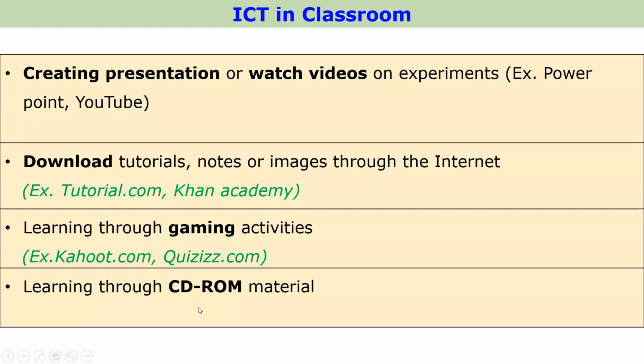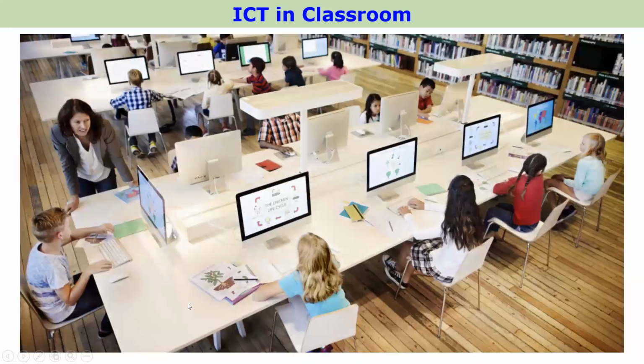Then look at some images here. Here is the sophisticated classroom environment. If you want to get the maximum benefit of the technology, then your classroom should be arranged in this way. Your classroom should have computers or tabs or similar devices for each and every student in the classroom. Then internet facilities there. Like that, various kinds of technologies you want to include in your classroom. This image shows the sophisticated classroom environment.